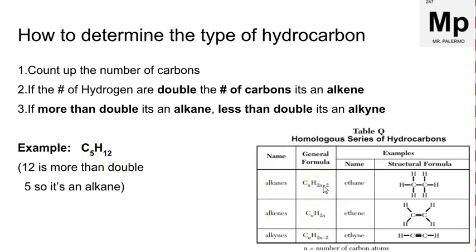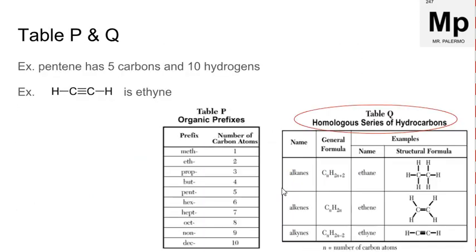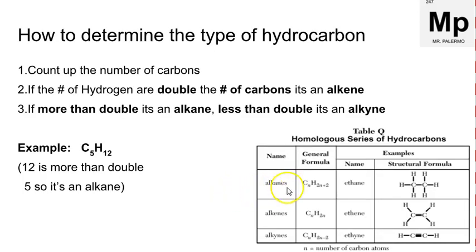And so I know that I can plug it into that formula. So 2 times 5 is 10 plus 2 is going to give me 12. So now that I know it's an alkane, I could name that example. So 5 carbons, going back to table P, is our pent. And then we know it's an alkane, so the name is pentane.